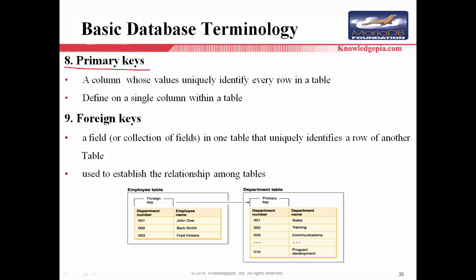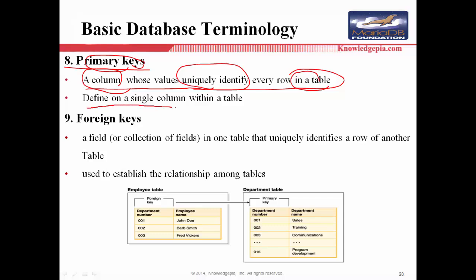The primary keys. A key means a column whose value uniquely identifies every row in a table. So in a table, at least one column must be the primary key to identify rows uniquely. Also, a primary key is defined on a single column within a table. So when we create a table, we also need to define the exact primary key using a column.